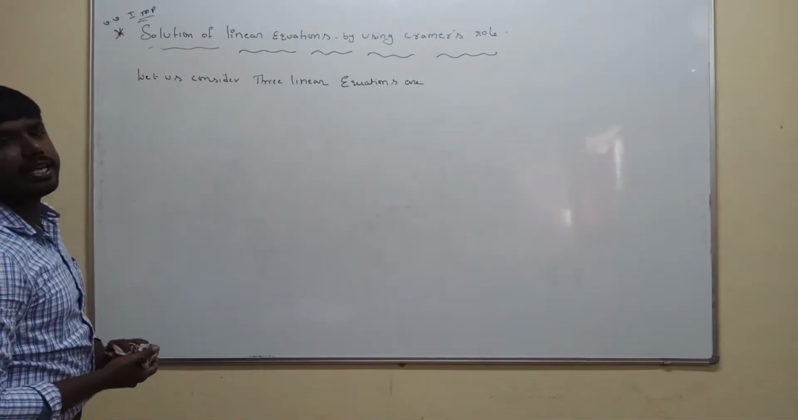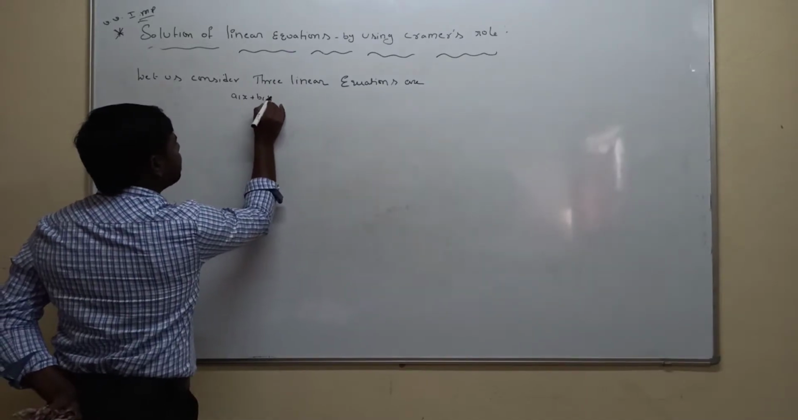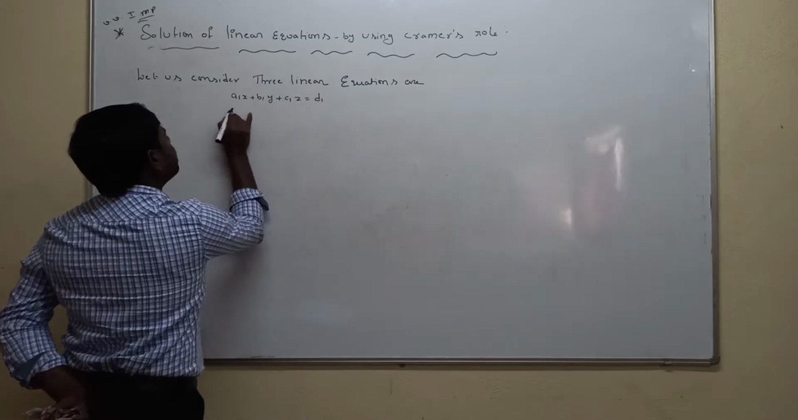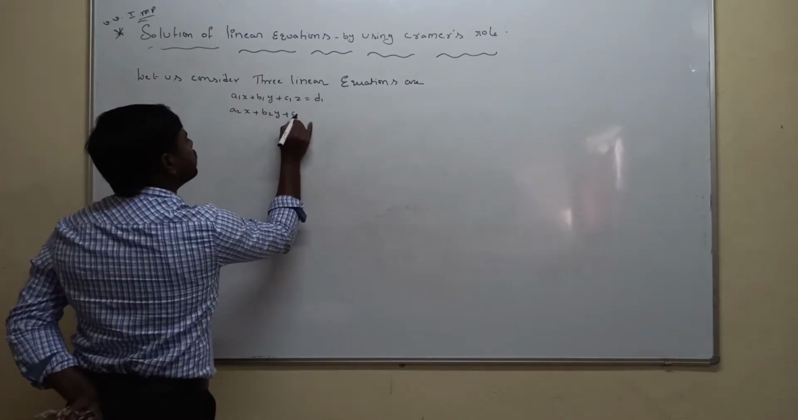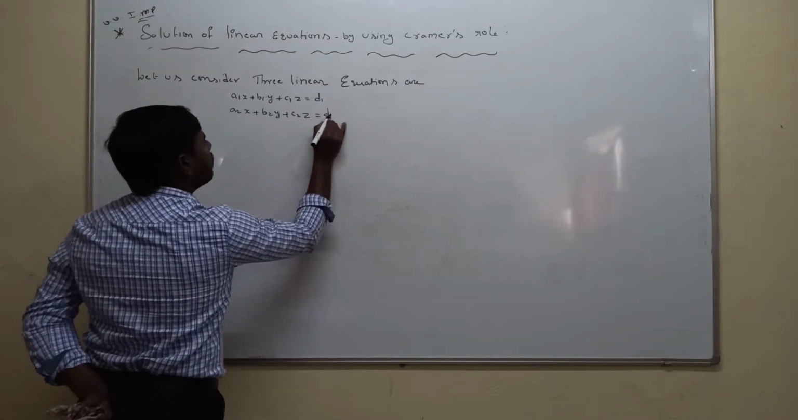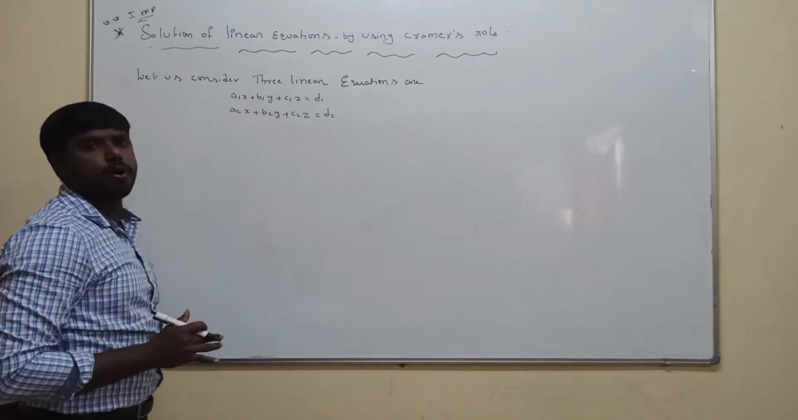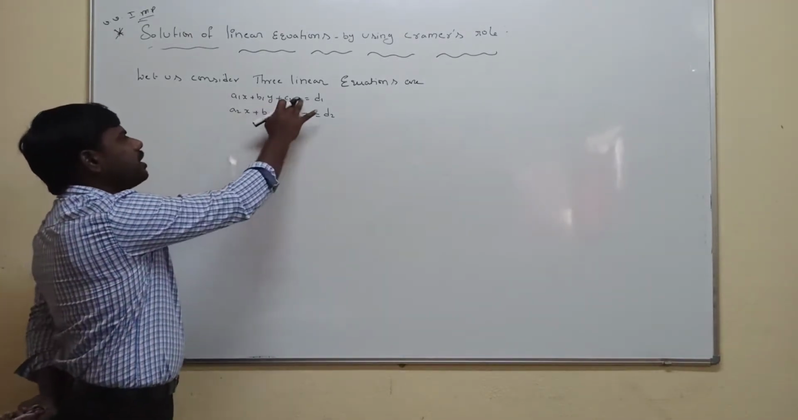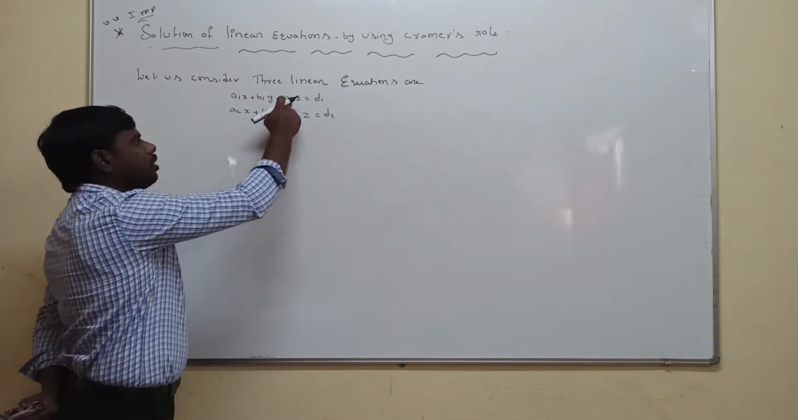First we have three linear equations. The first one is a1x plus b1y plus c1z is equal to d1. The second is a2x plus b2y plus c2z is equal to d2. Here x, y, z are the variables. How many variables are there? x, y, z are the three variables, and the remaining a1, a2, b1, b2, c1, c2 are constants.